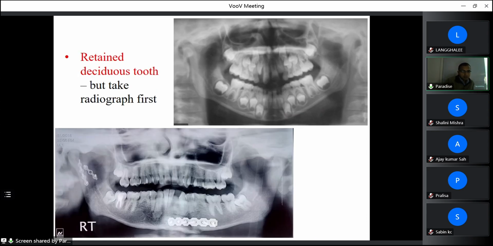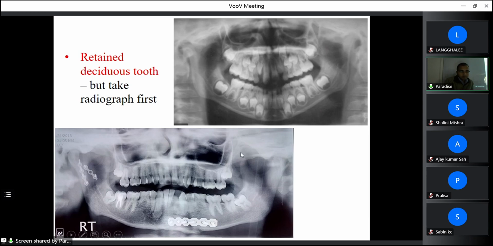And there is retained deciduous teeth. In case of retained deciduous teeth, if the tooth is not exfoliated, then you have to extract the tooth. But the most important thing is you have to take the radiograph first, because the permanent tooth may be missing sometimes. This is the first figure. You can see there are multiple erupting tooth buds present. These are permanent teeth and there is a deciduous tooth. If the permanent tooth buds are present, then you can extract the retained deciduous tooth.